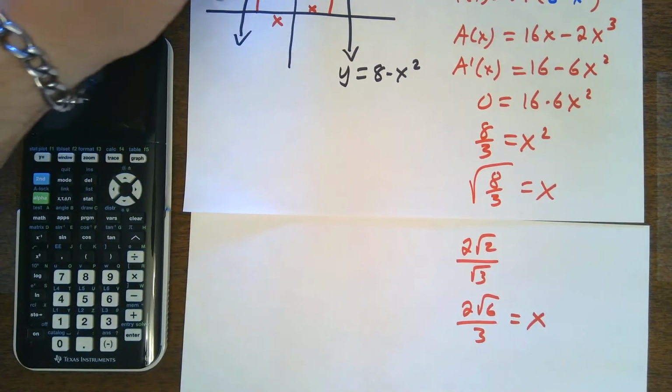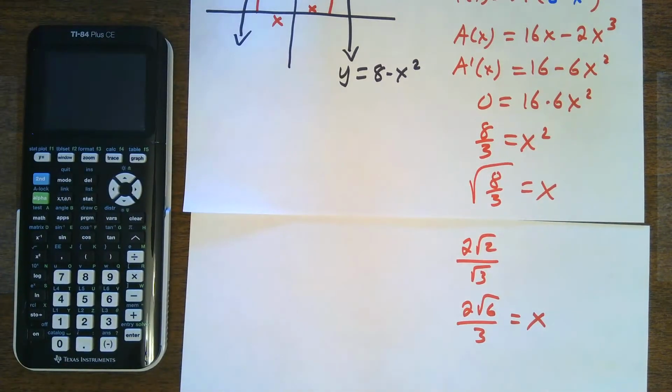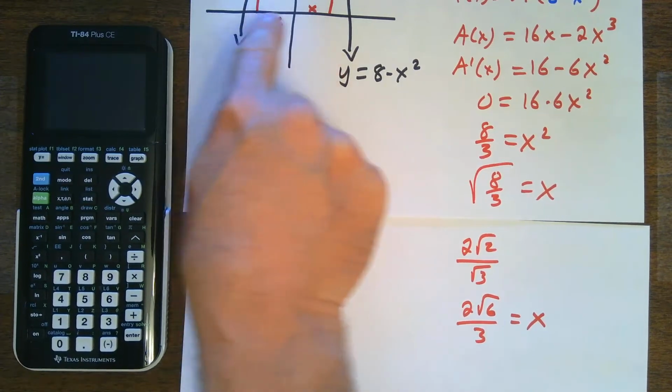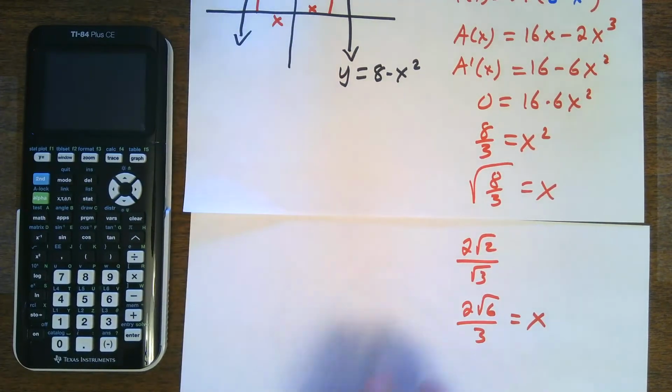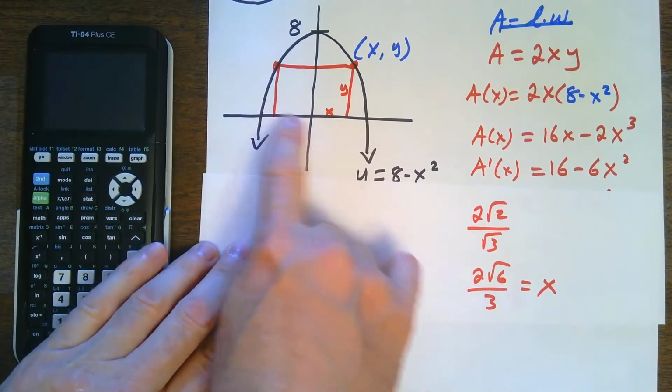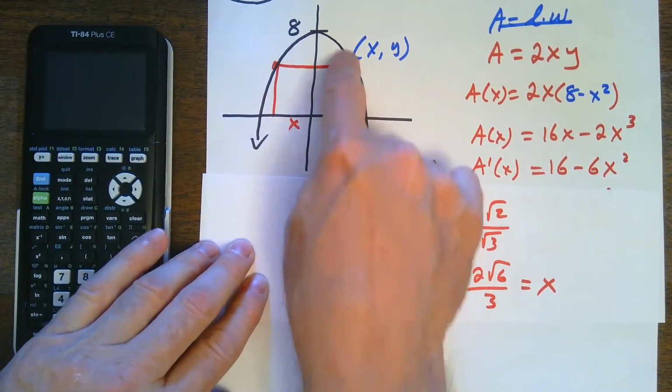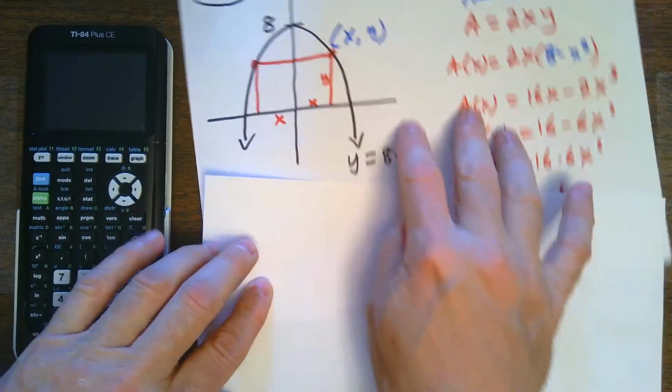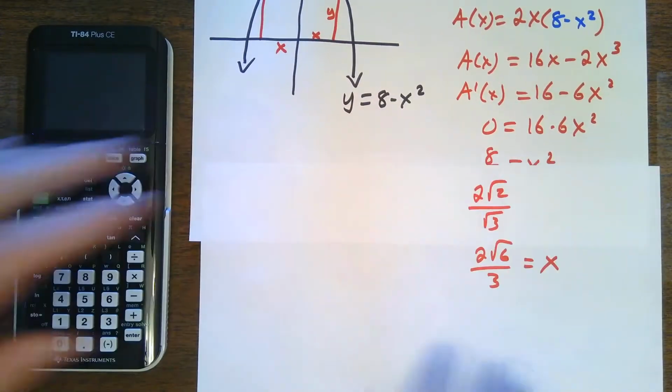So I know the x-coordinate of the point on there. It asks me to find the dimensions. So if that's the x-coordinate here, I know 2 times that will be the whole length. Whoops, I'm off the graph. But how high is it? Well, it's the y value. Well, what is y? Y is 8 minus x squared.